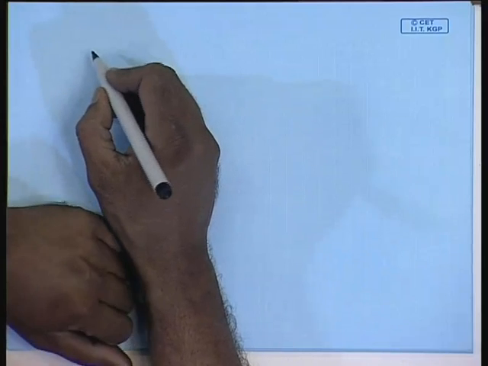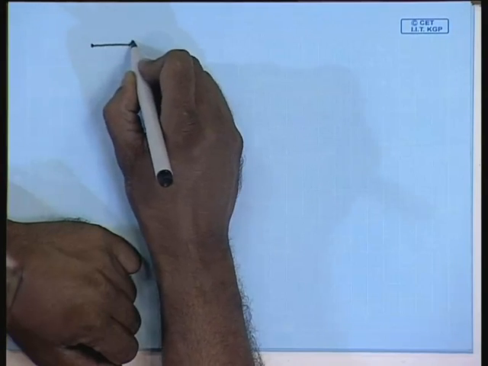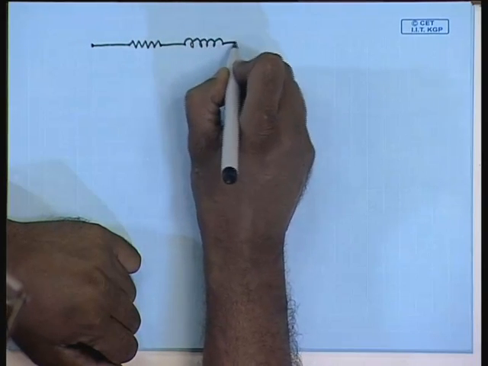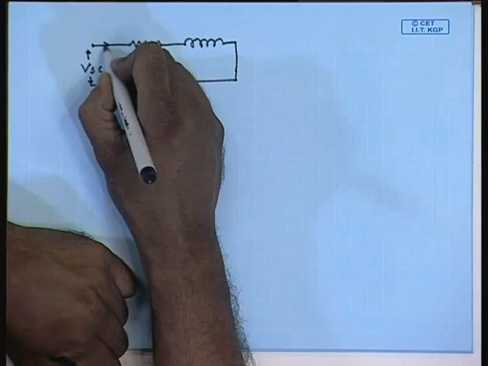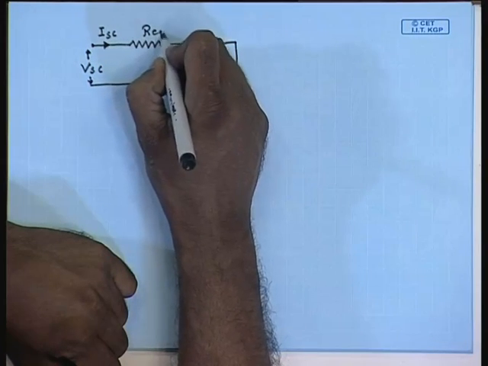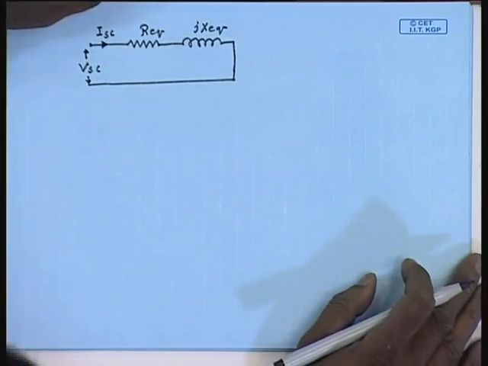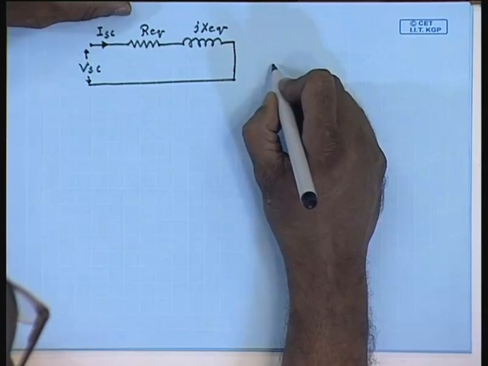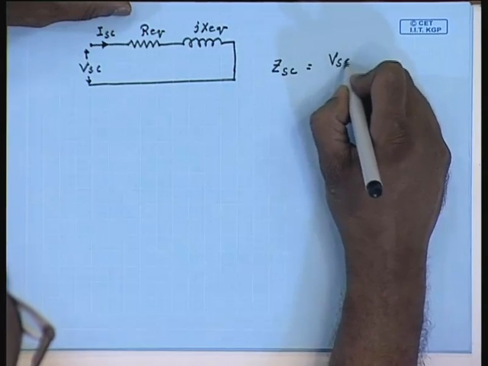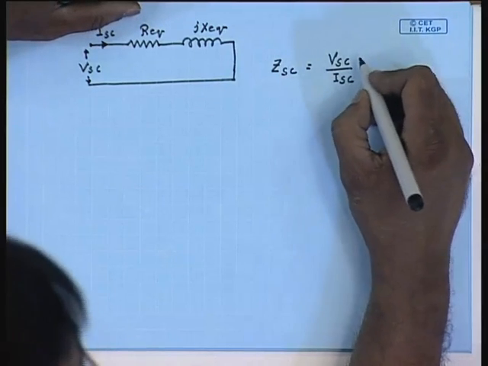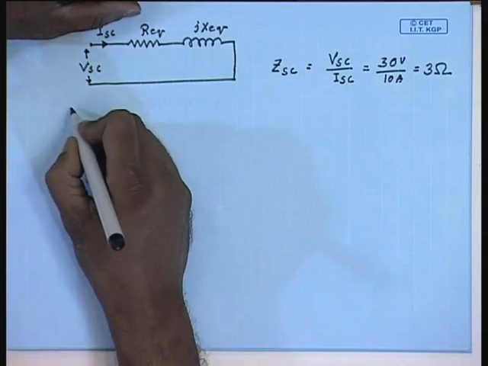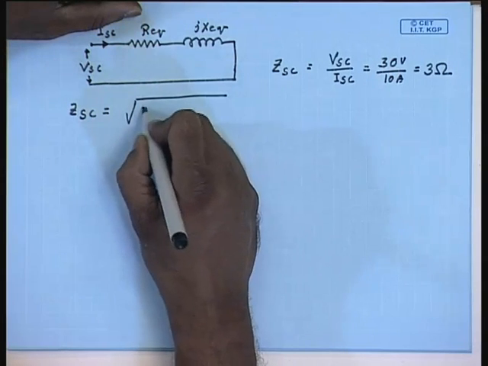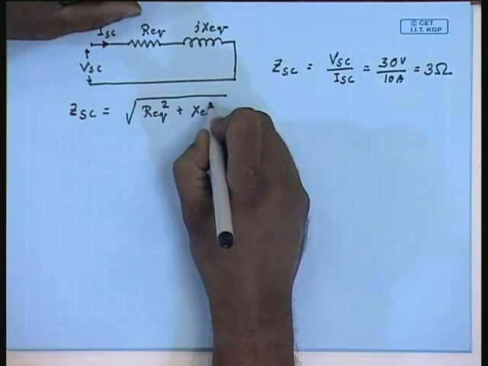Let us now shift our attention to the series parameters. In the short circuit test, we can neglect the shunt branch. So, the equivalent circuit is somewhat like this. The applied voltage is VSC, the current is ISC, this resistance is Req, this is jXeq. Hence, mod ZSC equal to VSC by ISC. From the given data, this is 30 volts by 10 amperes equal to 3 ohm. Therefore, ZSC equal to square root of Req square plus Xeq square equal to 3 ohm.